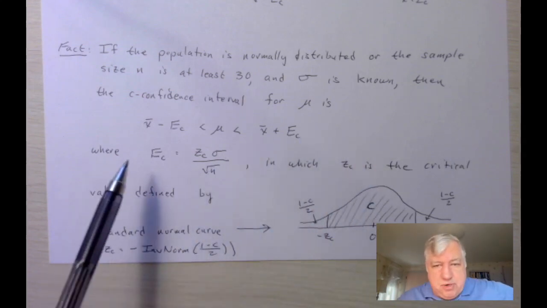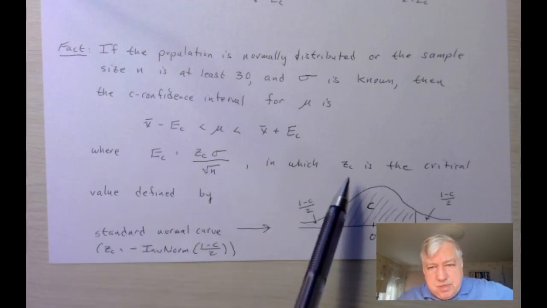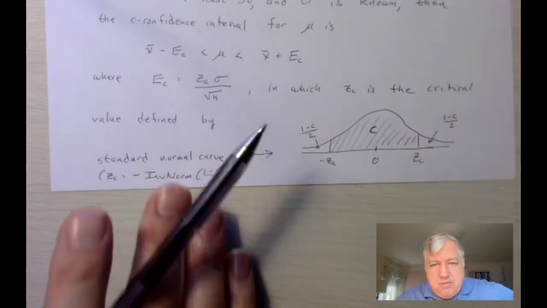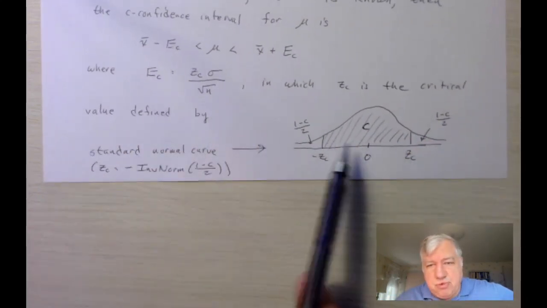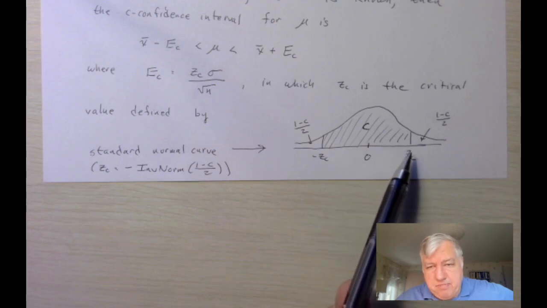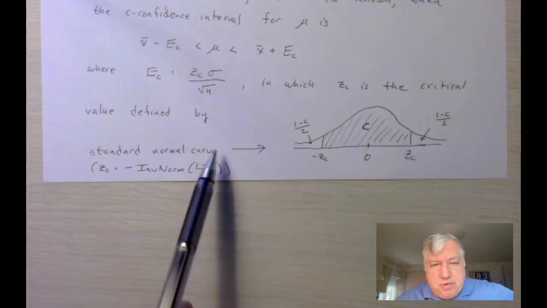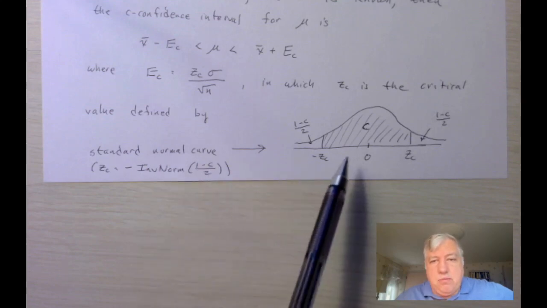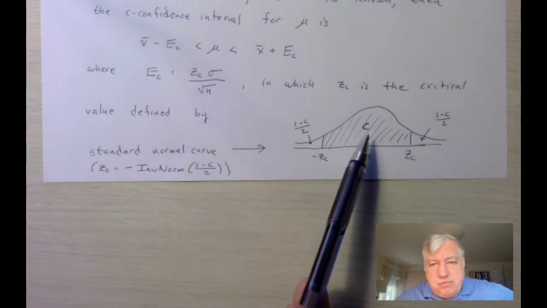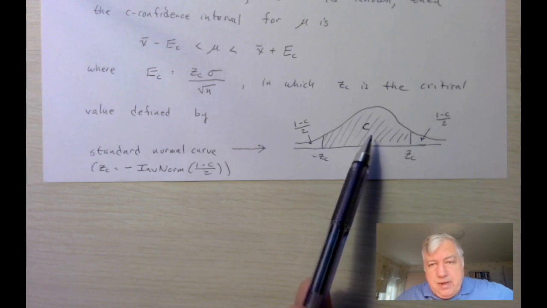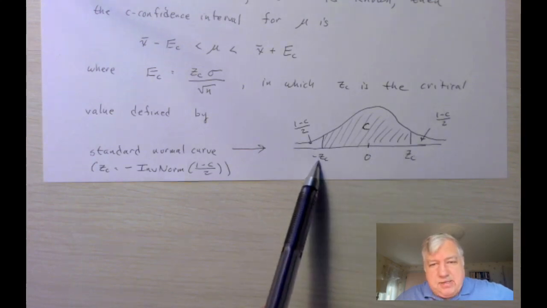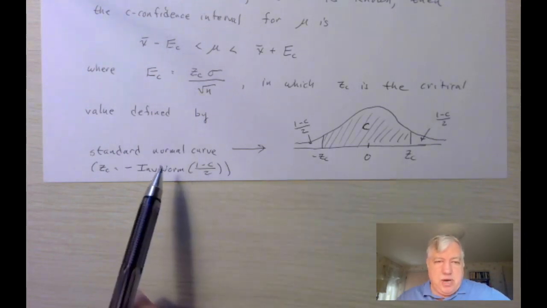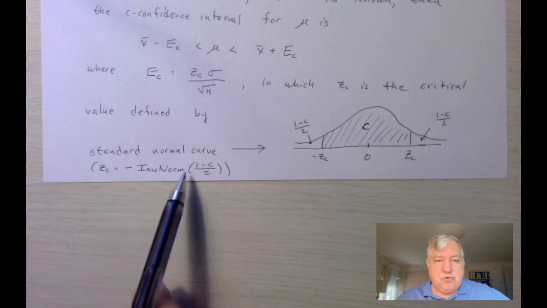Now, what is this Z sub c? Well, Z sub c is what we call a critical value, and we define it this way: it's the right boundary of this region, where we start with a standard normal curve, and then we have this middle area whose area is exactly c, and then Z sub c and minus Z sub c are the boundaries.